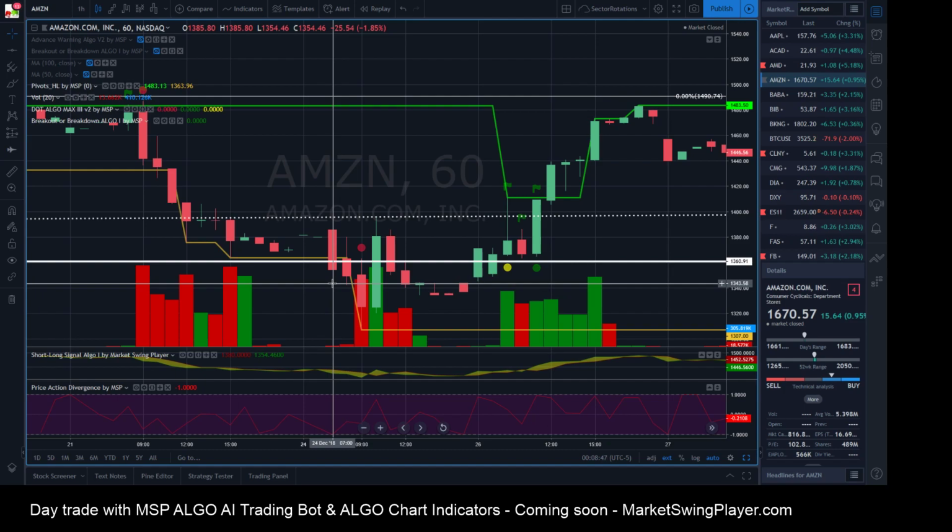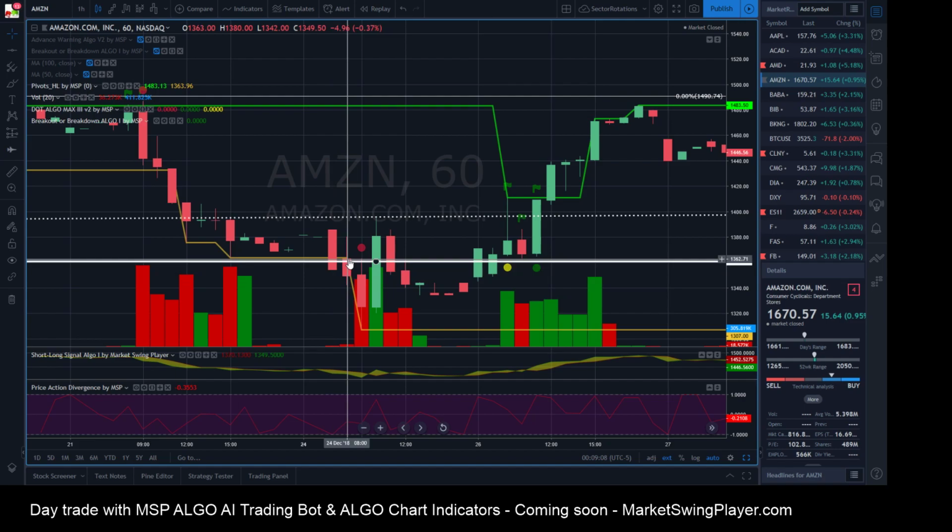There's no such thing as price just go down. There's no such thing as price just go up. Price goes up and down in a downtrend and in an uptrend. Okay, so we knew right out the gate, 10 minutes out the gate, we had a trade coming. We knew we had to go long below 1360.